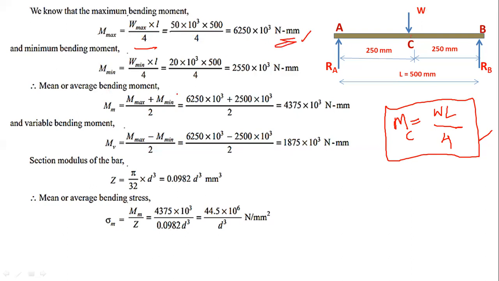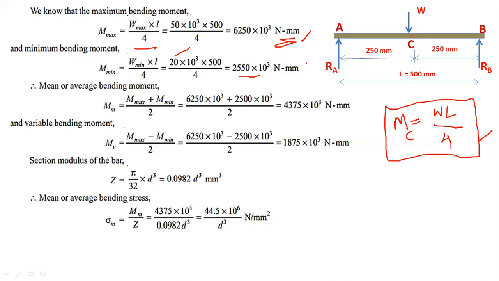In a similar way, if you want to determine the minimum bending moment at point C, then you have to substitute the value of minimum load. W minimum equal to 20 kilonewtons, and 1 kilonewton equal to 1000 newtons, so 20,000 newtons is the minimum load. L equal to 500 mm divided by 4. Finally, the minimum bending moment equals 2500 into 10 power 3 Newton mm.